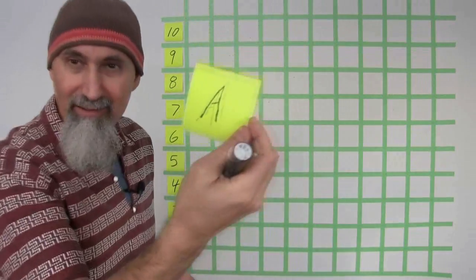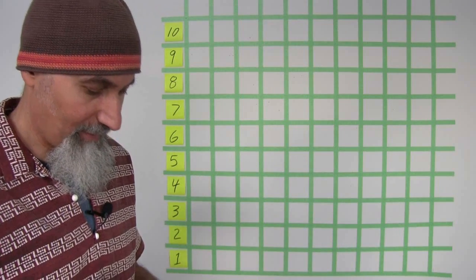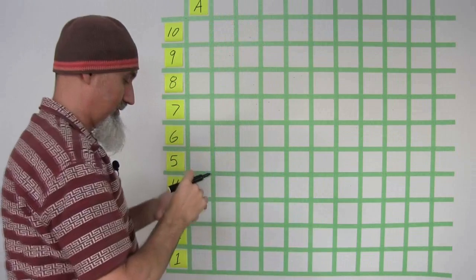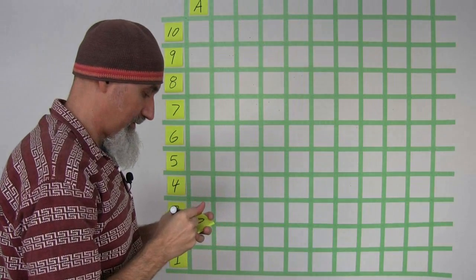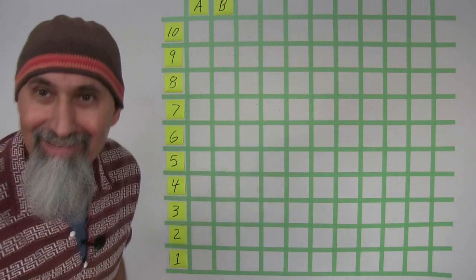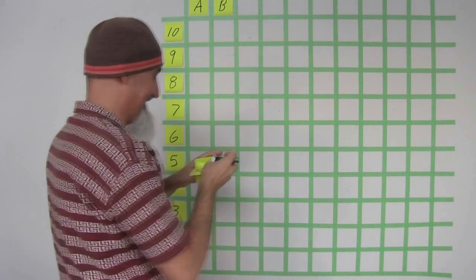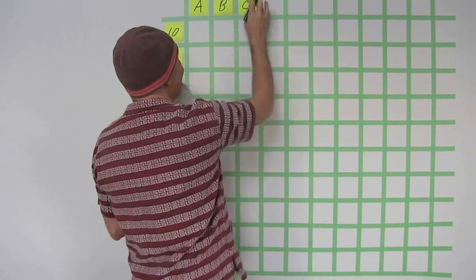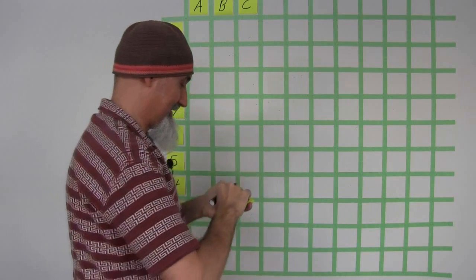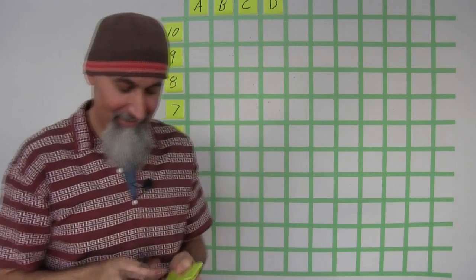Let's do the top, A, B, C, D. Let's take this A down, too thin. Let's put a thicker A in there. That's better. There's A. B. Is that coming up for you guys? C. D, E, right.